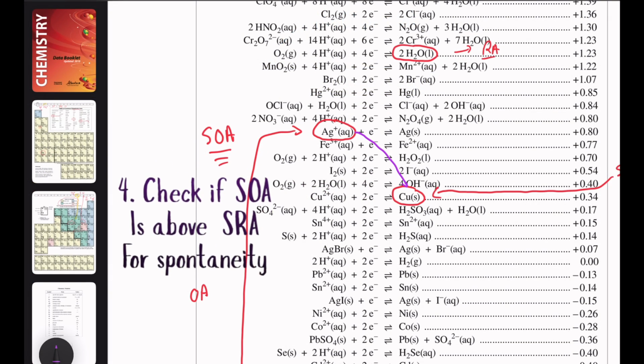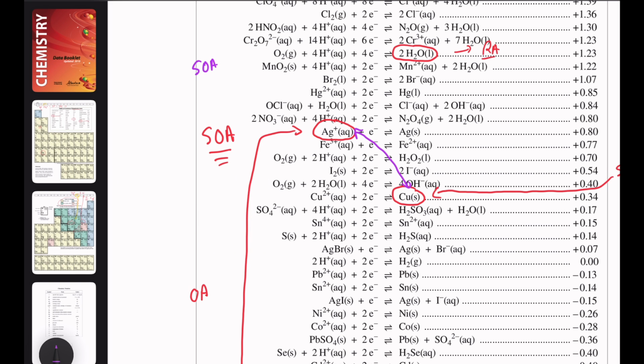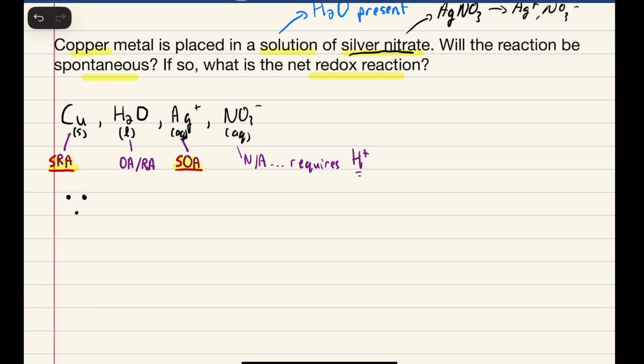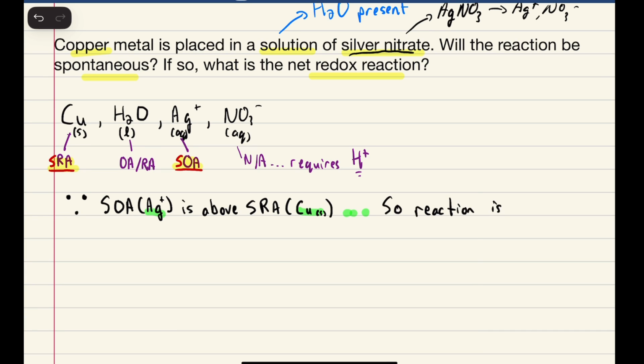Once we've identified the strongest oxidizing agent and the strongest reducing agent, we're going to check and see if the strongest oxidizing agent is above the strongest reducing agent on the table. And in this case, we can see that Ag+ is above Cu solid. What that means is that this reaction is going to be spontaneous. And so it does not need any extra energy to work.